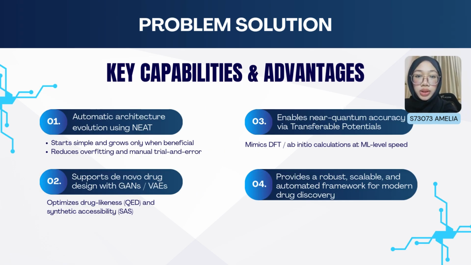For problem solutions, key capabilities and advantages, we have four. The first one is automated architecture evolution using NEAT. The second one is it supports novel drug design with GANs and VAEs. The third one is it enables near quantum accuracy via transferable potentials, and the last one is they provide a robust, scalable, and automated framework for modern drug discovery.